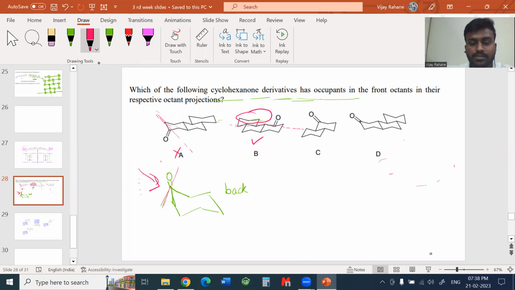This B has an occupant. For this C, you can see the plane will be like this, right? So this one is the plane. So it also does not have an occupant. Although, while writing, I can see the plane will be like this. So here also there is no occupant on the front side, right? And in this last example also, you can see the plane directly passes through the carbonyl and all occupants are on the back side, not on the front side. So B is the correct option.